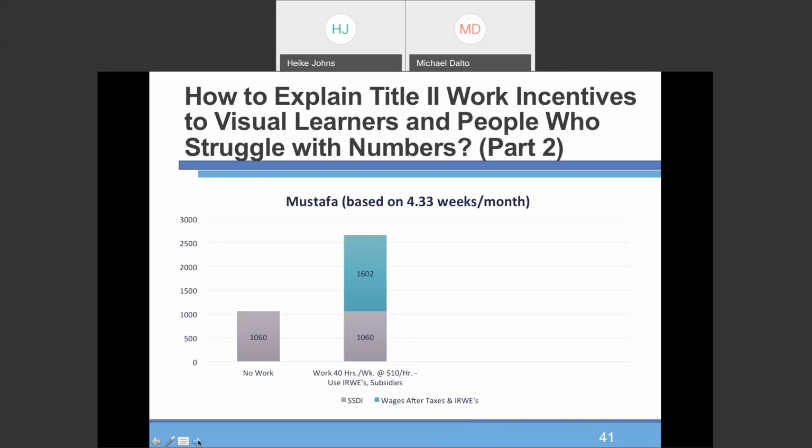So using bar graphs, or the graphs that are built into the DB101 Benefits and Work Estimator, you would see for Mustafa that when he's not working, he's getting only SSDI. And when he's working in this example, in which he was able to use IRWES and subsidies to keep his countable earnings below SGA, so he'd keep his SSDI, then he'd get his full SSDI payment and his gross wages. And he'd obviously have much more income than not working.